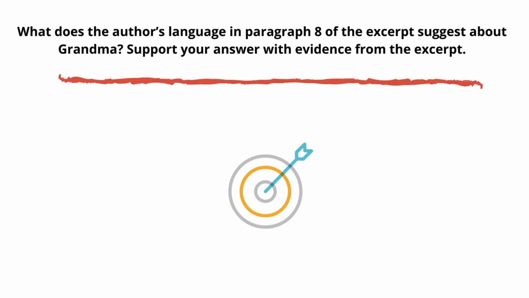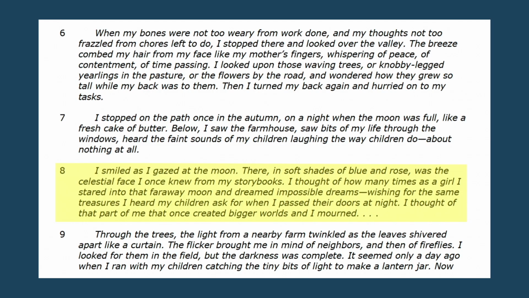fireflies tomorrow night. So once you're finished reading, you're going to be presented a prompt. What does the author's language in paragraph 8 of the excerpt suggest about Grandma? Support your answer with evidence from the excerpt. So we know we have to use evidence from the excerpt, and we know that we're focusing on paragraph 8.